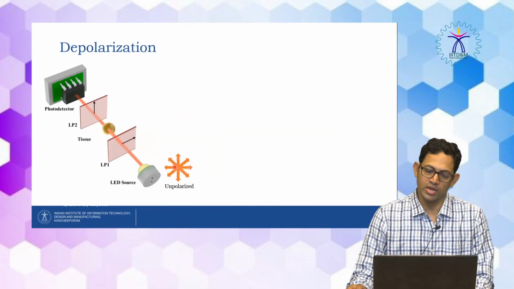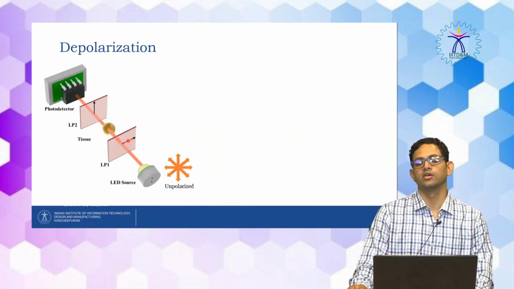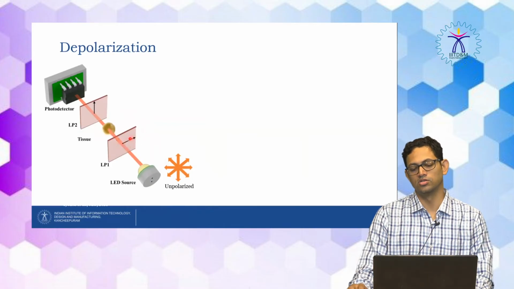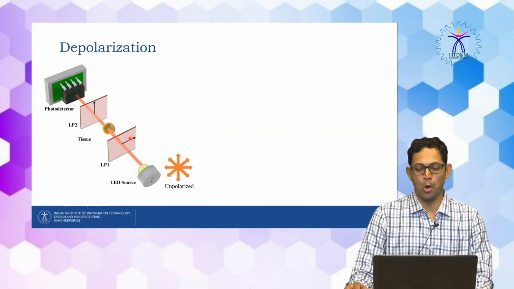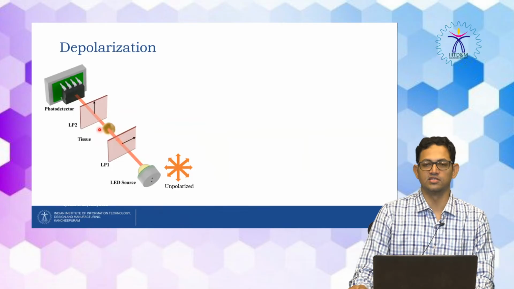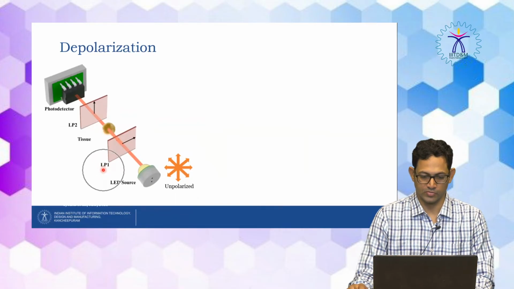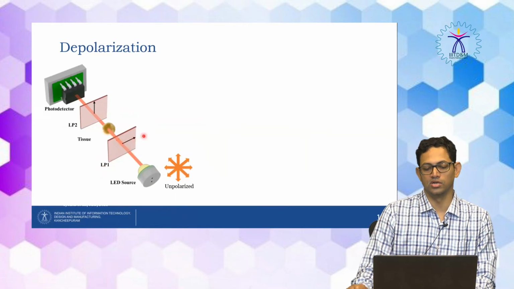Now I am incident-ing this unpolarized light source on my first linear polarizer, and you can see this is the axis of my linear polarizer. It is in the horizontal direction. So can you just pause the video and tell me what would be the polarization after this LP1? LP1 is linear polarizer 1, which is oriented in the horizontal direction.